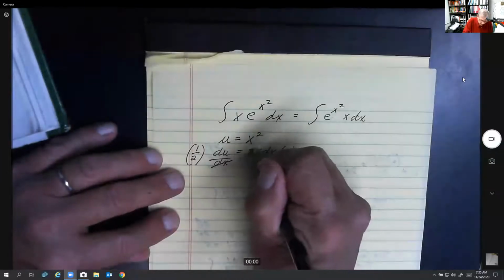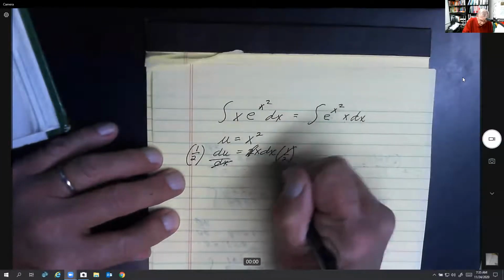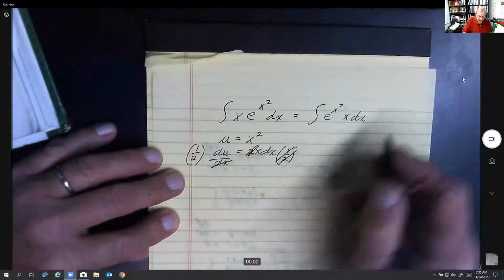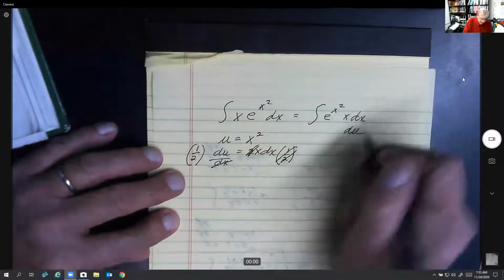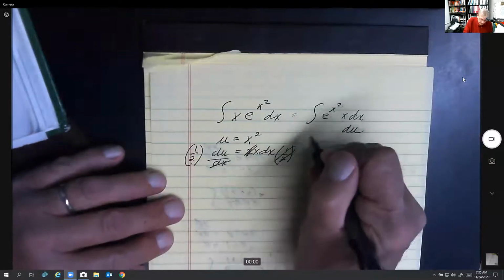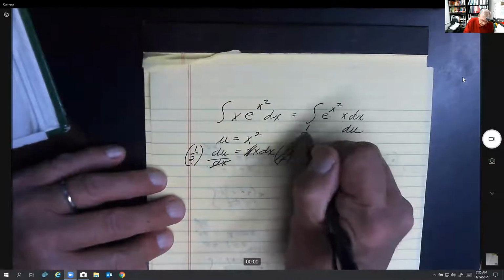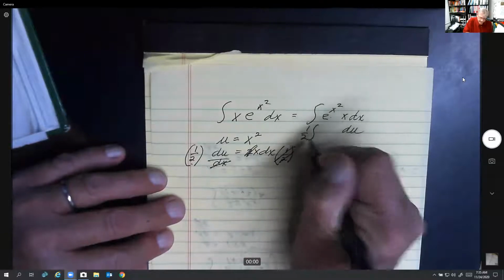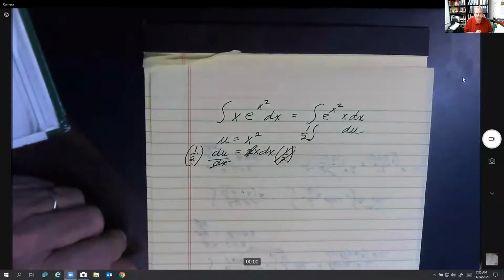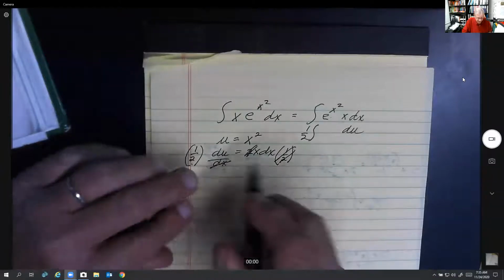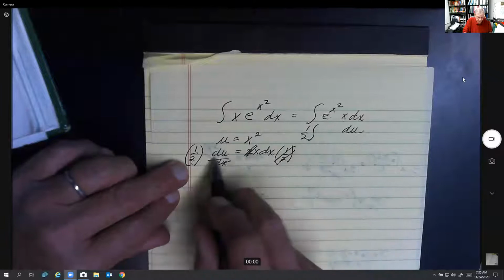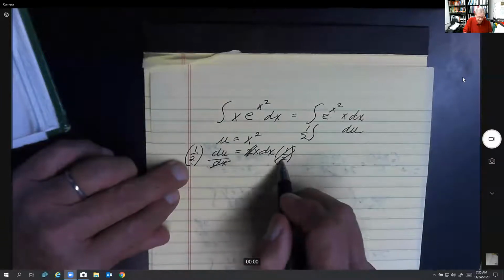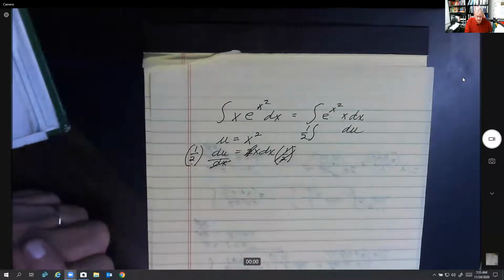So these canceled out, right? They're gone. So now I have the x dx. So I'm going to replace that with du. But what about this half? I'm going to put that in front of my integral like that. See? So now it's going to be 1/2. I got to account for that half. I'm not going to put a 2 here. I have to put a half because the half canceled out the 2. Okay?